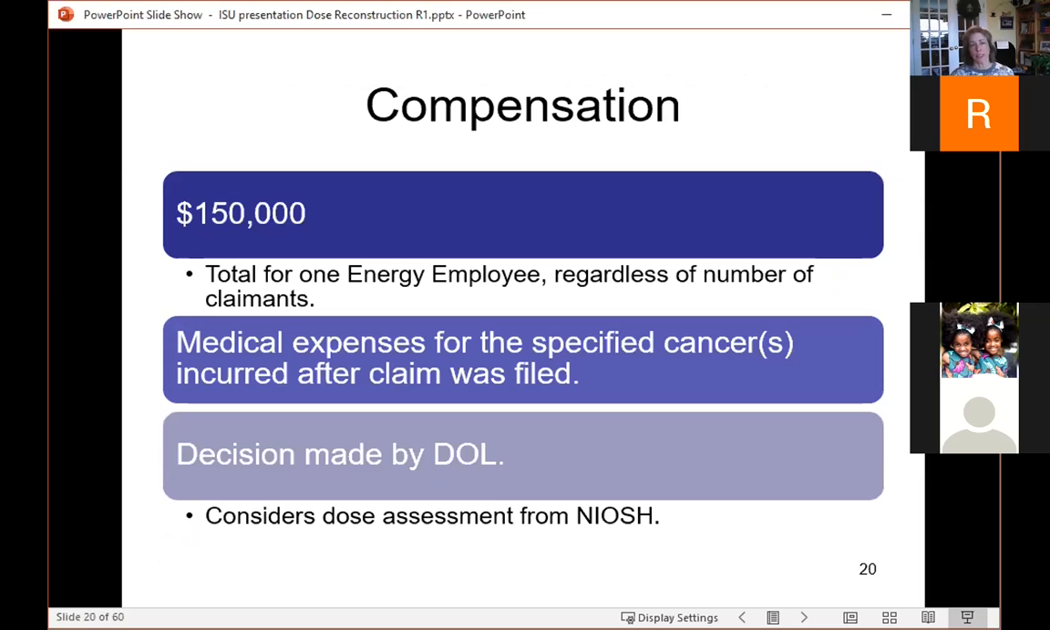So the compensation is $150,000. That is the total for one employee, regardless of the number of claimants. So if the employee is deceased and the children are filing a claim, then that money gets split between all of them. If it's the employee themselves, then the compensation also includes medical expenses for the specific cancer that was incurred after the claim was filed. Again, the decision is made by the Department of Labor, and it takes into consideration the dose assessment from NIOSH.